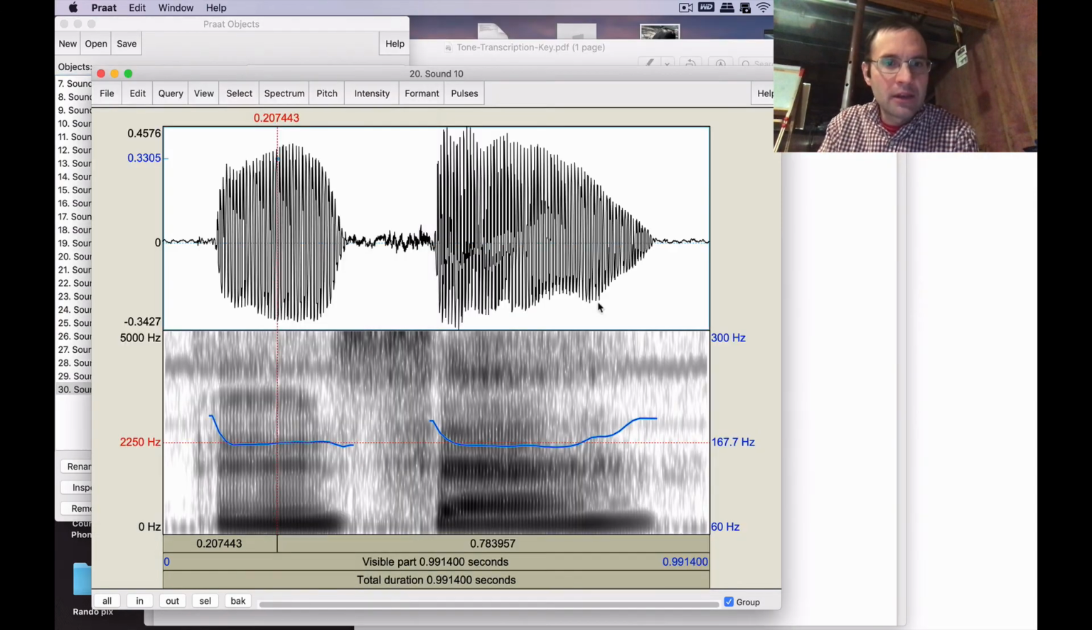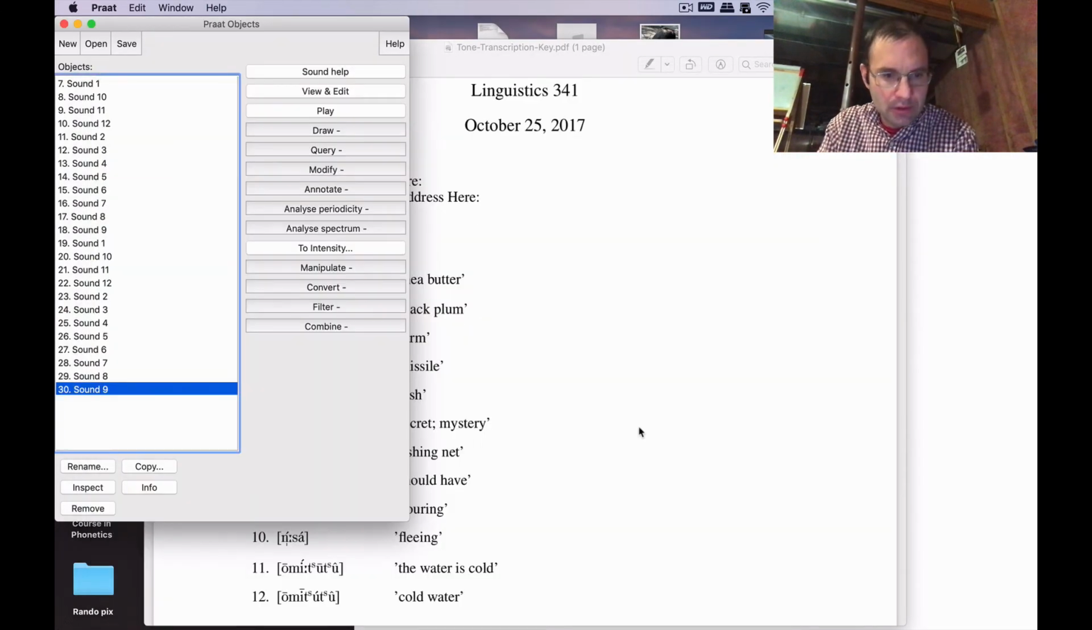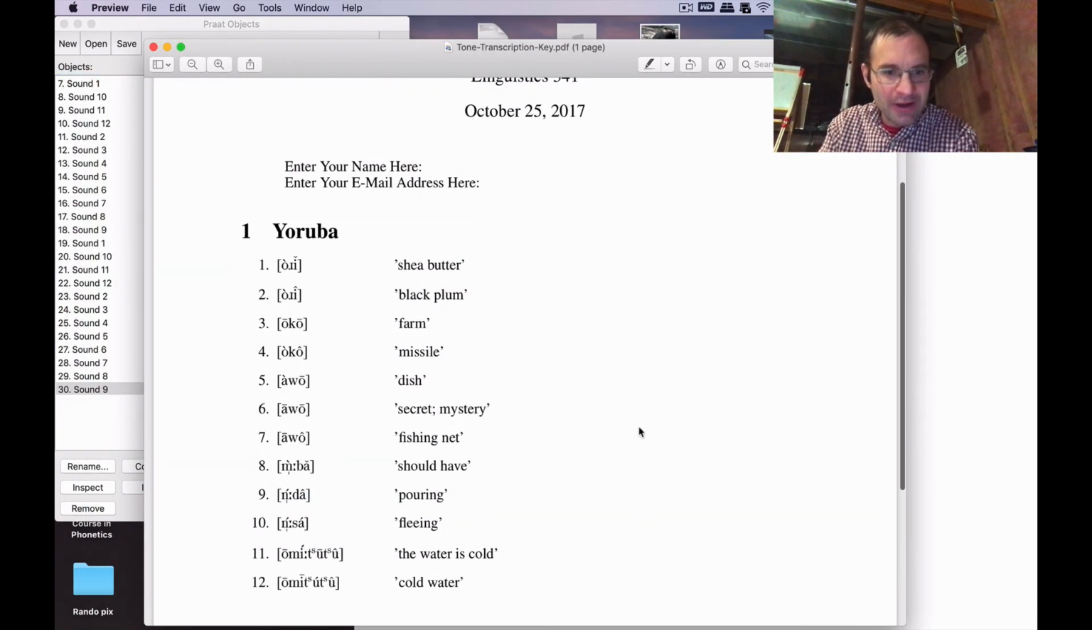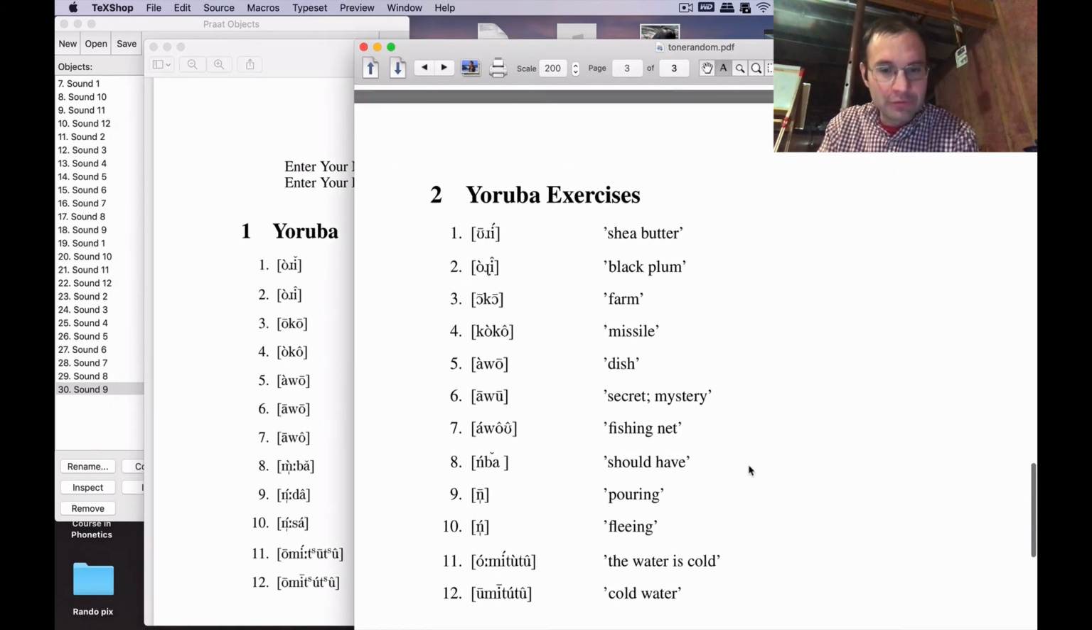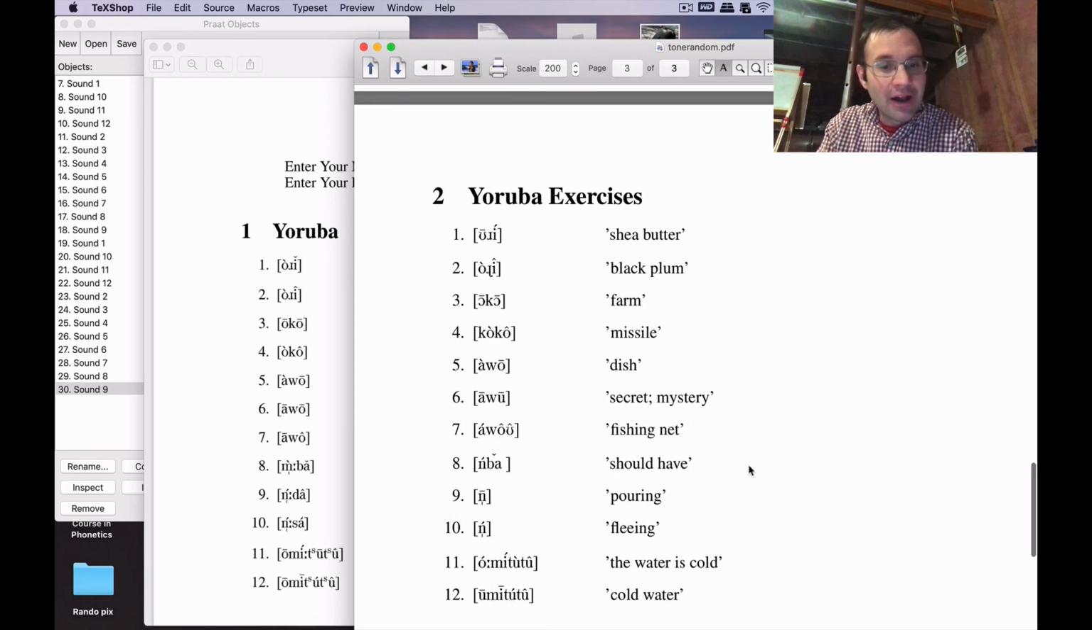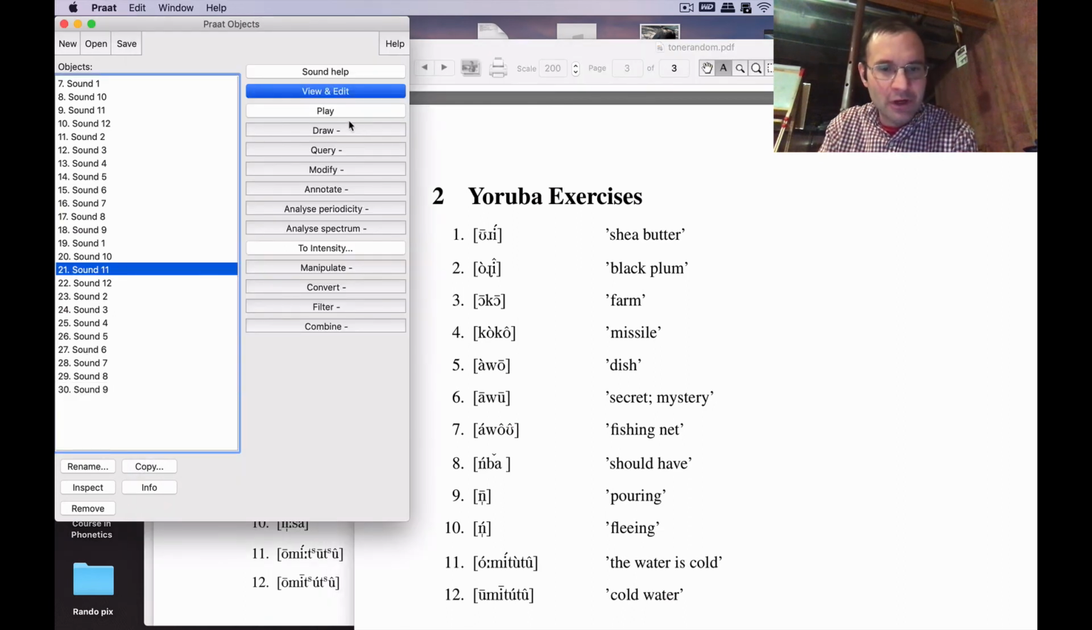Yeah. And then number 11 and 12 are kind of a pair, which is interesting. The water is cold versus cold water. And it's kind of signaled by tones almost more than anything else in the language. So cold water is the noun phrase, and the water is cold is the whole sentence. So let's listen to them both.